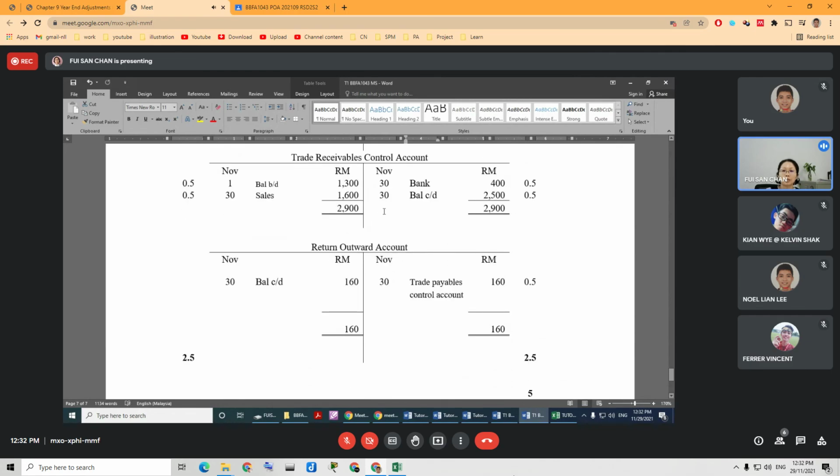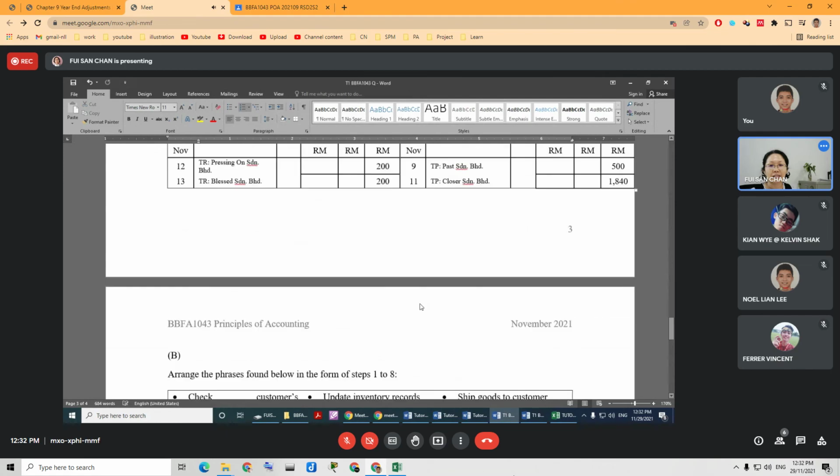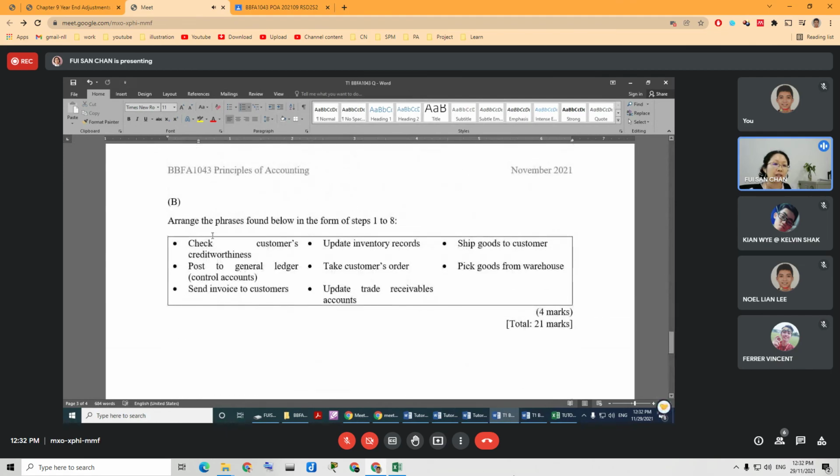Return outwards. This one you transfer from your journal. This one, I think at most you only get 3 steps correct. The answer is actually this one. So what is the question like? Let's see. Arrange the phrases found below in the form step 1 to 8. So what is your step number 1, step number 2, step number 3?